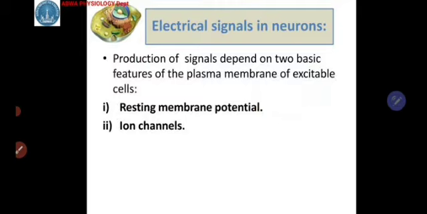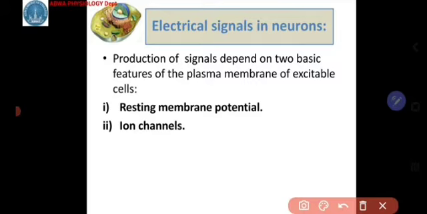Electrical signals in neurons depend on two basic features of the plasma membrane of excitable tissues. Number one, resting membrane potential. Number two, ionic channels. These signals basically depend on these two things in the cell membrane.